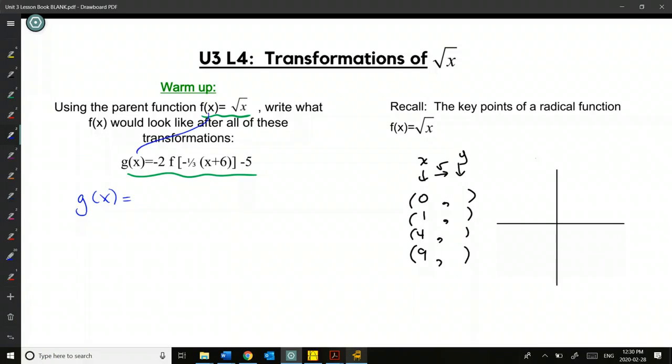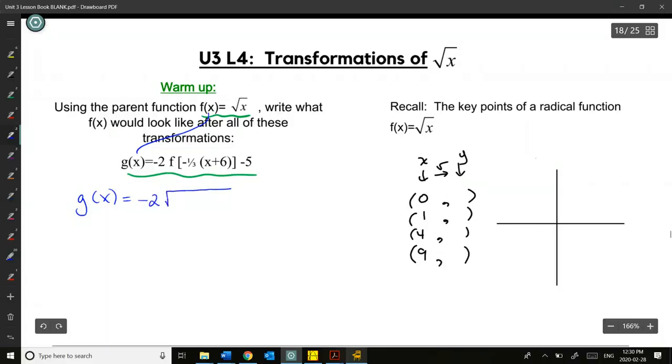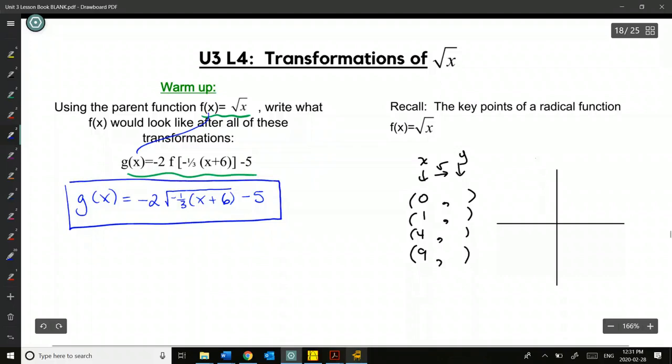George? g of x equals -2 times the square root of (-1/3 (x plus 6)), and then -5 outside the square root. That's right. So this is what our final transformed equation should look like.